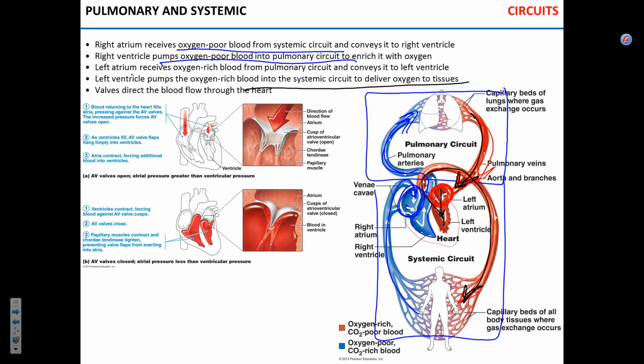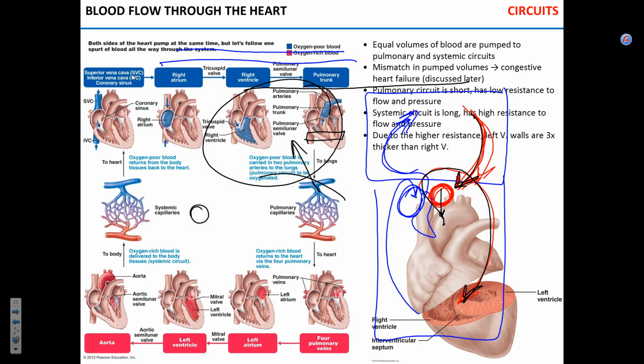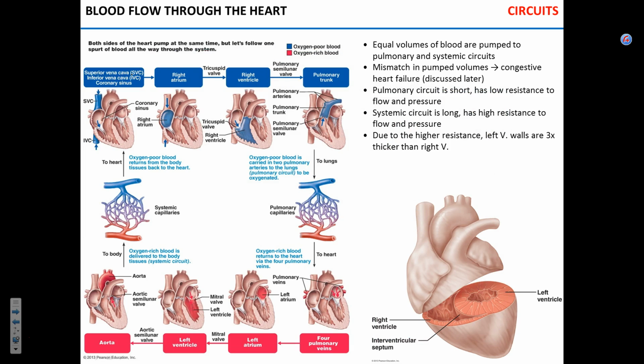The blood flow is directed by valves, like this atrioventricular valve, valve between atrium and ventricle, or this semilunar valve. You with me so far? So this is the direction of blood flow through the heart.